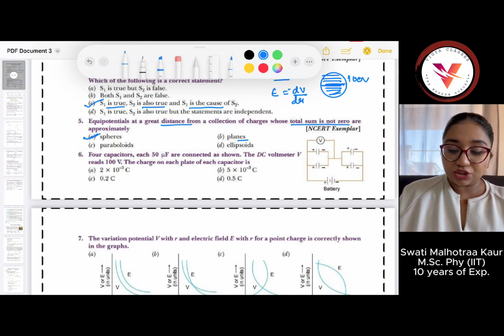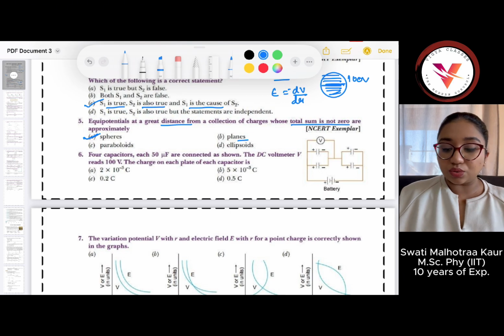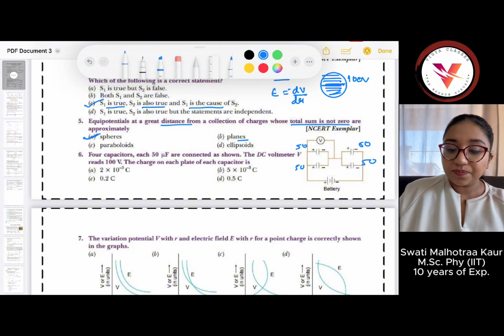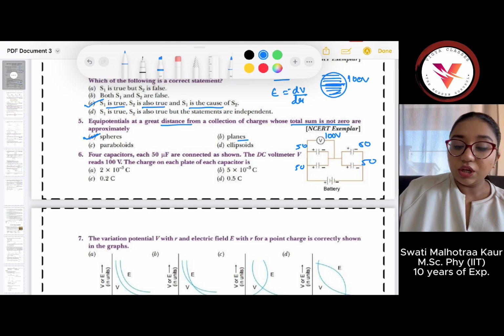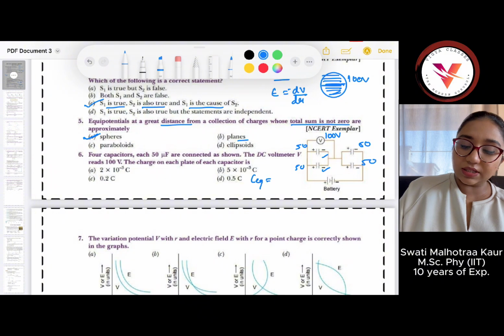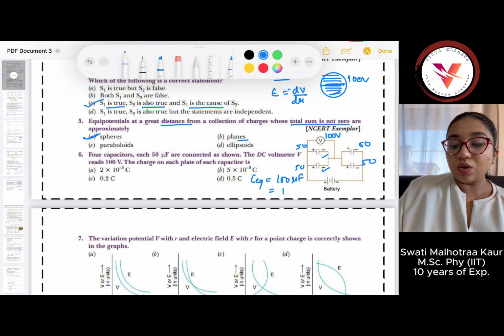Four capacitors, each of 50 microfarad, are connected as shown. Okay, so this is 50, 50, 50, and 50. The DC voltmeter V reads 100 volt. So that means this is connected to both these two capacitors. So if you calculate the total capacitance, this is in parallel. So here the C equivalent is basically 50 plus 50, that is 100 microfarad, or you can say 10 raised to the power minus 4 farad.